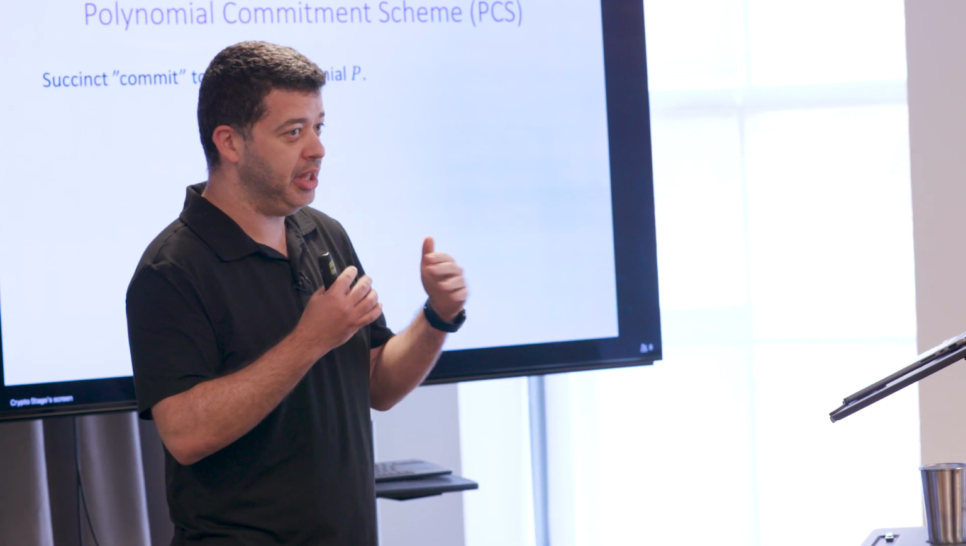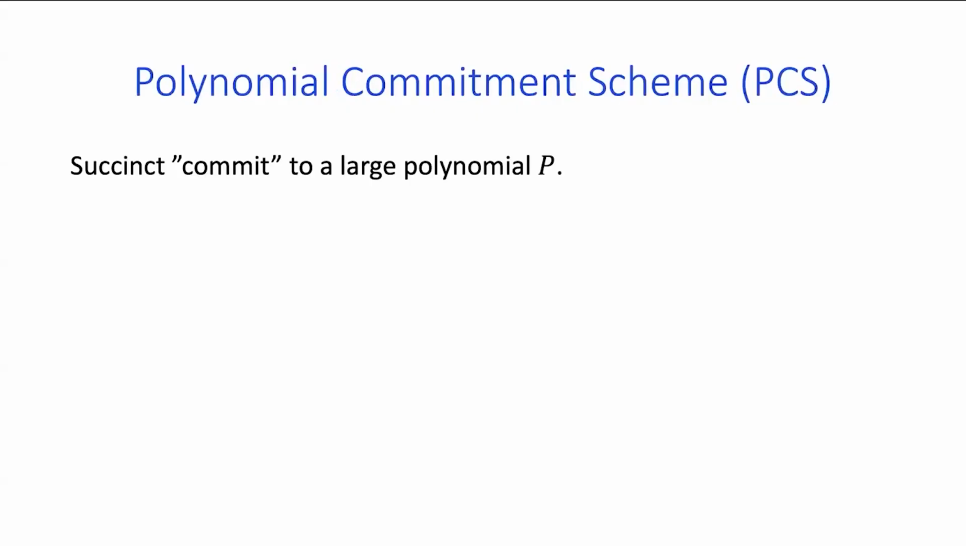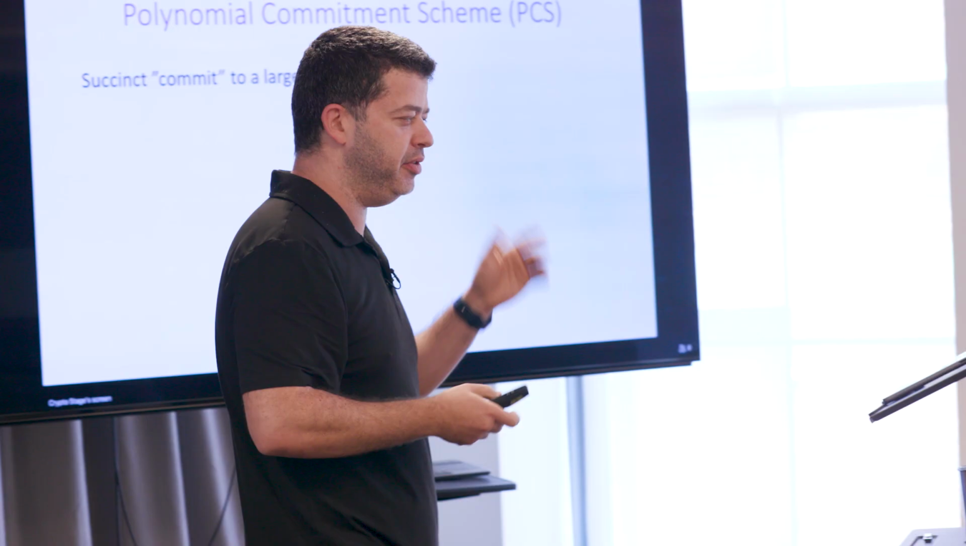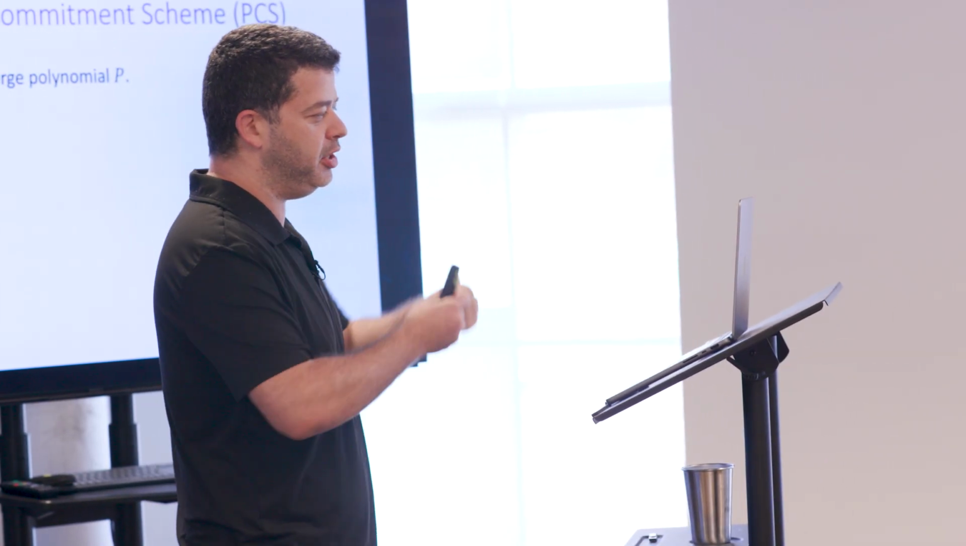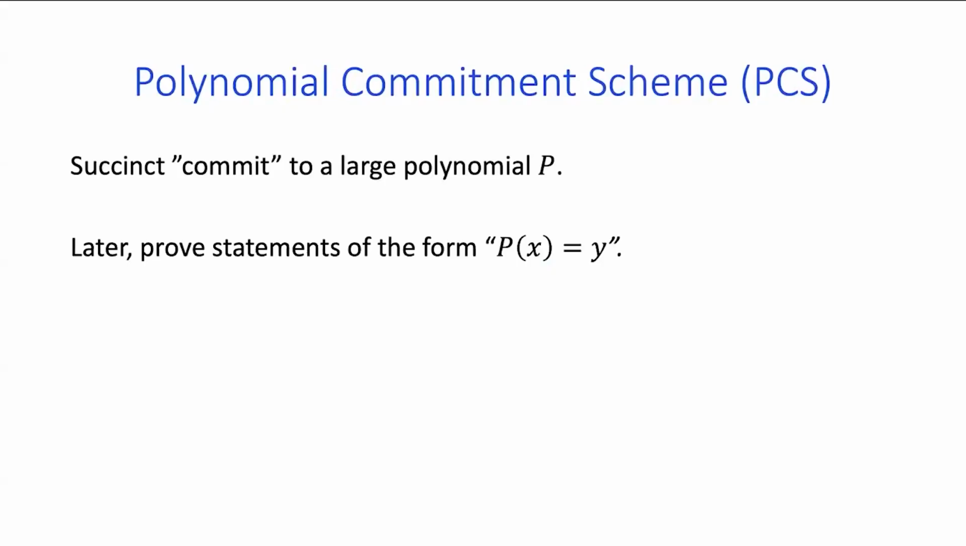It's a really important component in most SNARK constructions. It's a way to commit to a very large polynomial. And you have different variants, whether it's univariate, multivariate, multilinear, and so on. But you want to commit to a very large polynomial in a very succinct way, so that later on you can prove statements like p of x is equal to y. So I commit to a very large polynomial p using a very short hash, but later on I can prove to you evaluations.